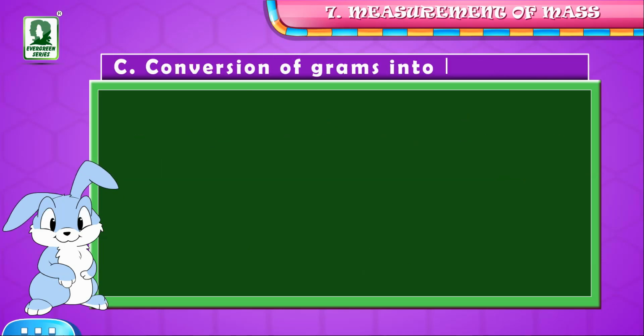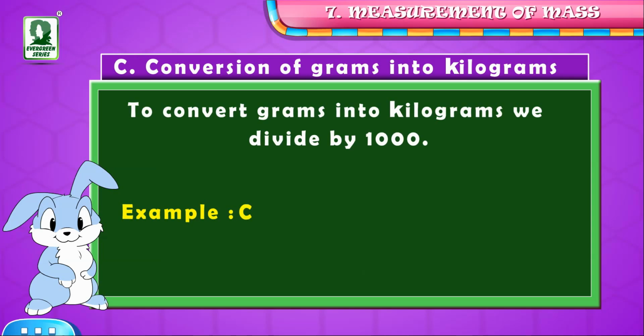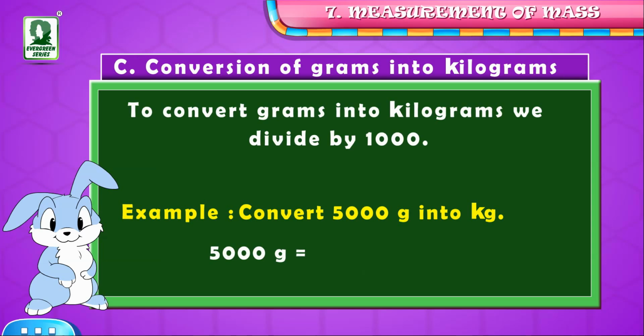Conversion of grams into kilograms. To convert grams into kilograms, we divide by 1000. Example, convert 5000 grams into kilograms. 5000 grams is equal to 5000 divided by 1000, which is equal to 5 kilograms.